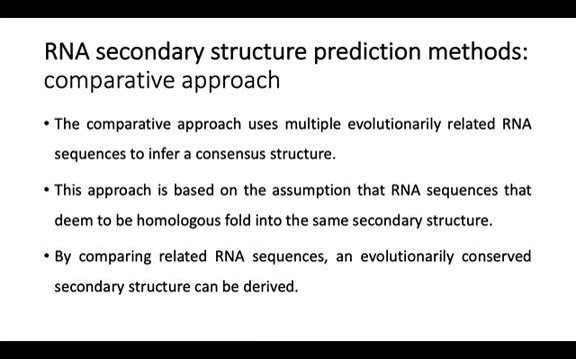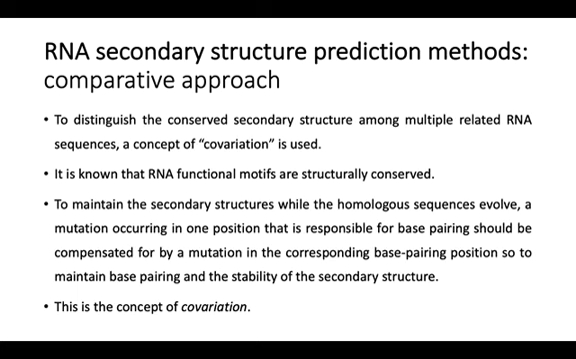So the other approach of RNA secondary structure prediction is the comparative approach. The comparative approach uses multiple evolutionarily related RNA sequences to infer a consensus structure. This approach is based on the assumption that RNA sequences deemed to be homologous fold into the same secondary structure. By comparing related RNA sequences, an evolutionarily conserved secondary structure can be derived. So that's how it works.